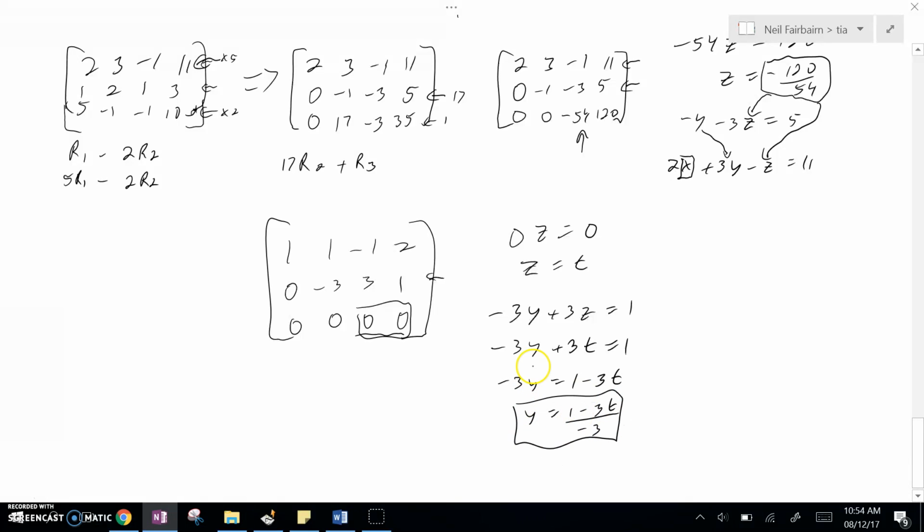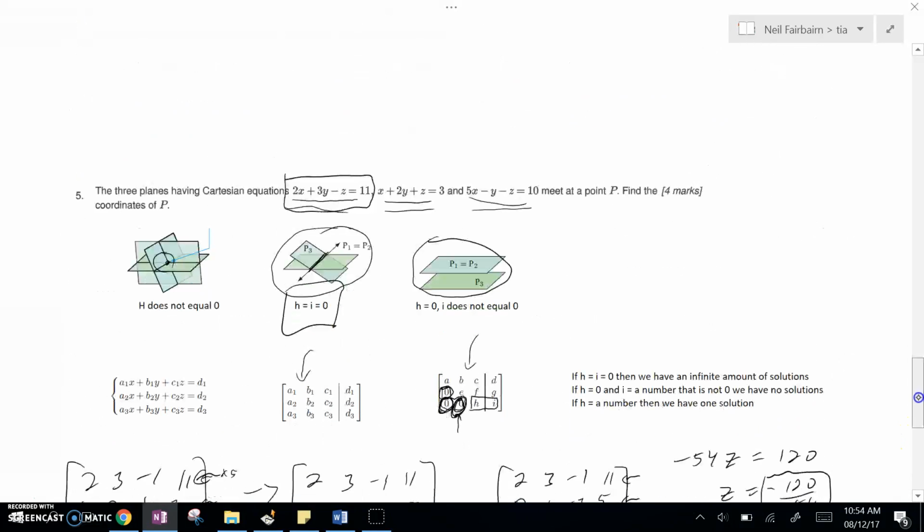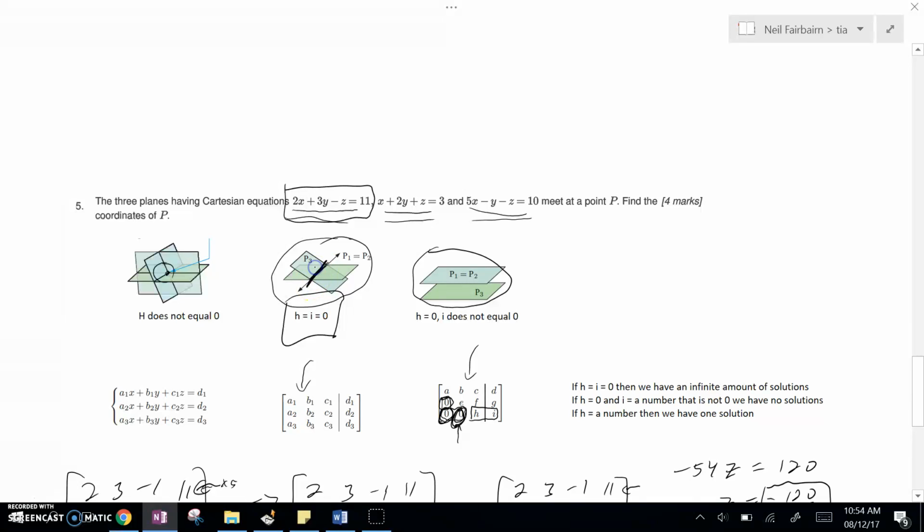So now I know what y is. I know what z is in terms of t. Last one, using this row, x plus y minus z is equal to 2. Well, we know what z is in terms of t. We know what y is in terms of t. So you can figure out what x is in terms of t. And there you will get your equation of where they intersect. And there will be an infinite amount of points, where t could be any real number.